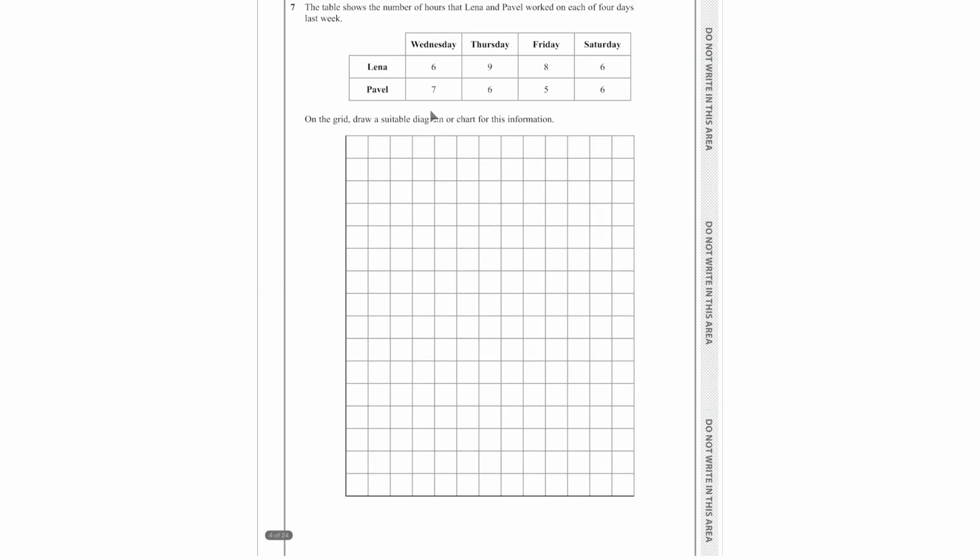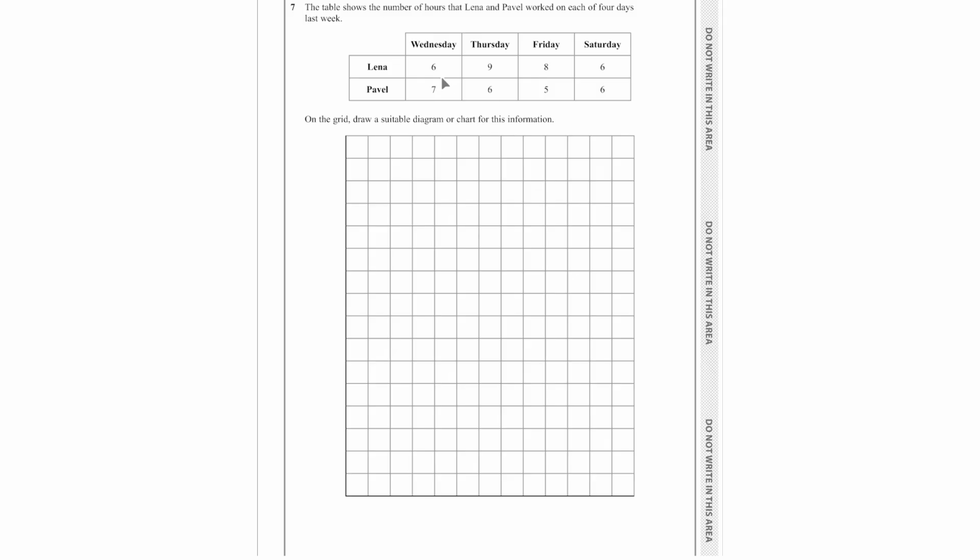Question 7. Oh, we look like we've got to do quite a bit of work here. Okay, the table shows the number of hours that Lena and Pavel worked each of 4 days last week. So we've got Lena, Pavel, Wednesday, 6 and 7, Thursday. Okay, this kind of data, what do they want? On the grid, draw a suitable diagram or chart for this information.